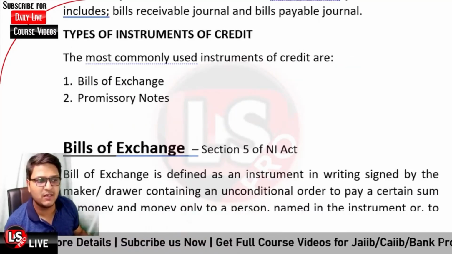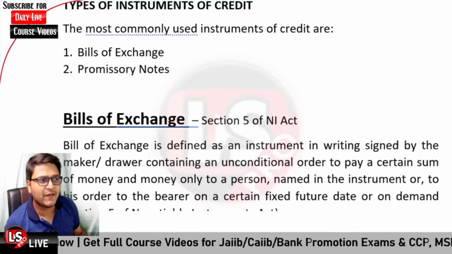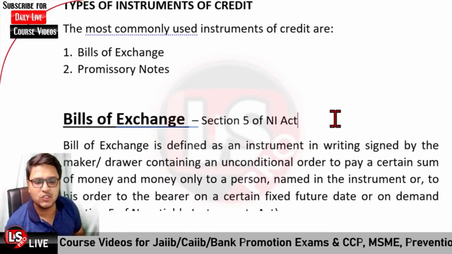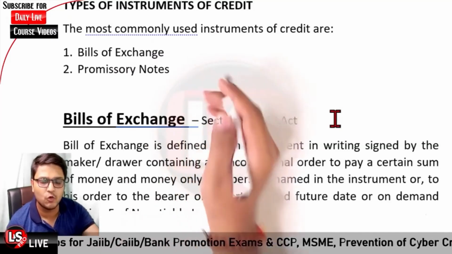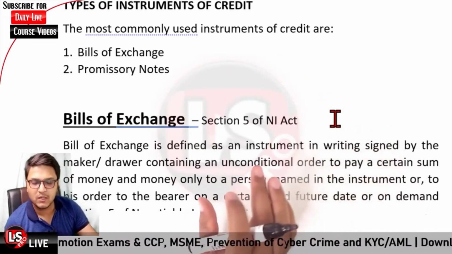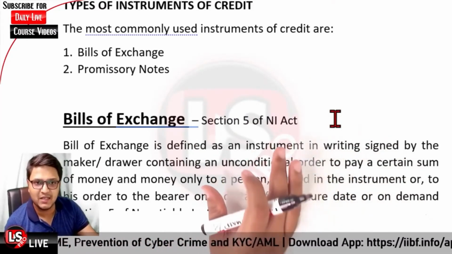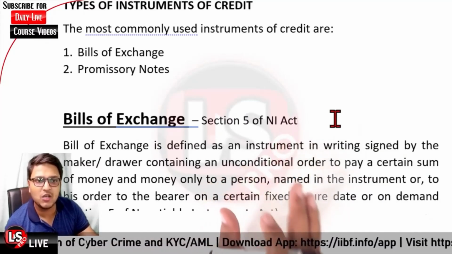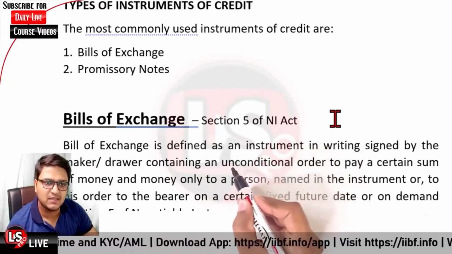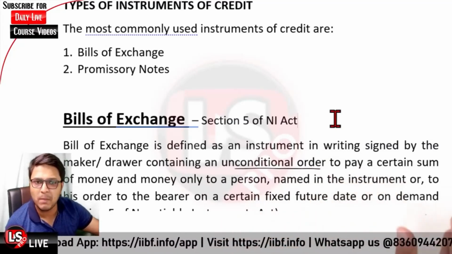First of all, we will be learning about the bill of exchange. It is defined under Section 5 of the Negotiable Instruments Act. Promissory notes are defined under Section 4 and checks under Section 6. So first we are going to learn about the bill of exchange. A bill of exchange is basically an unconditional order given by the seller to the buyer.